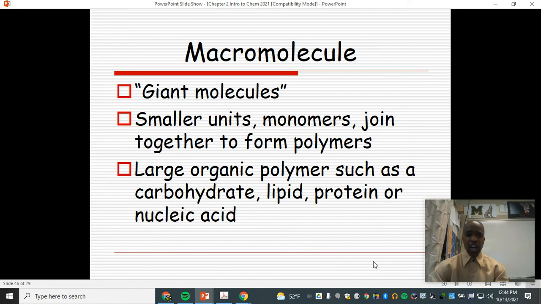So these large chains can come together so large that you have to put them in a separate category. So when you're talking about big or huge, you're talking about macro. Macro means large, whereas micro means tiny. So giant molecules are called macromolecules. Macromolecules have these smaller units that are called monomers that join together to form polymers. And we're going to break that down for our large macromolecules being carbohydrates, lipids, proteins, and even nucleic acids.